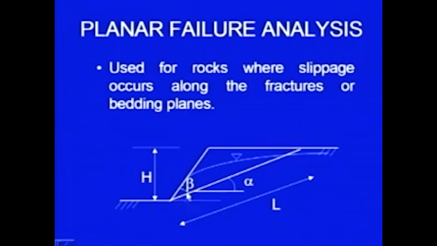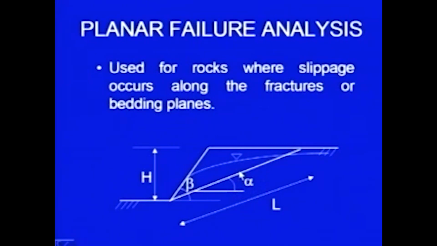Here it is a slope, and here it is a geological medium, a rock, and this is the fracture or a bedding plane. This is the water table, and the height of the slope is, let us say, h. The slope angle is beta, and this fracture or dip, this particular discontinuity, the bedding plane, is making angle alpha. This is the apparent dip in this direction. So, when you see the section here, the apparent dip is alpha degrees.